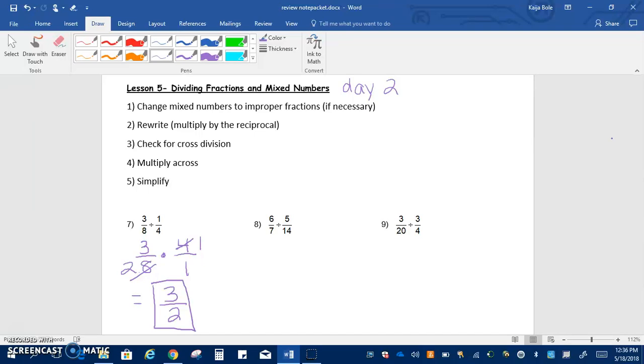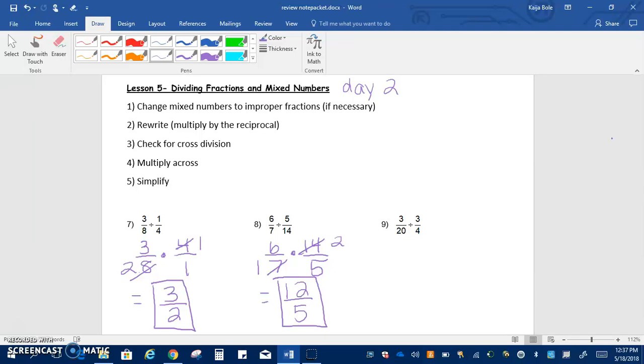Next, again, I'm going to multiply by the reciprocal, so I have 6/7 times 14/5. I can cross divide between my 7 and 14, so my 7 becomes a 1, my 14 becomes a 2. I can't cross divide anything else, so I'm going to go ahead and multiply across, so I have 6 times 2 gives me 12, over 1 times 5 is 5, so I end up with 12/5.